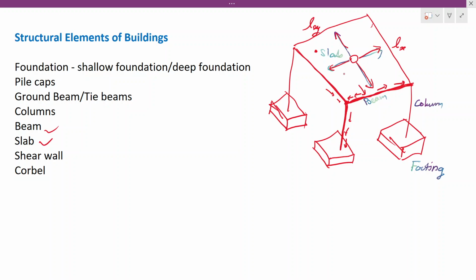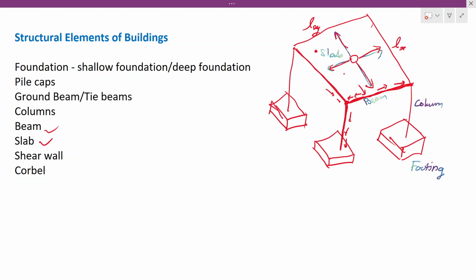But there are special occasions where it may not be connected to the slabs. Other than that, usually in a building, it connects with the beams and transfers load to the foundation, right? A column is an axially loaded element. The axial load will be carried by the column, right?